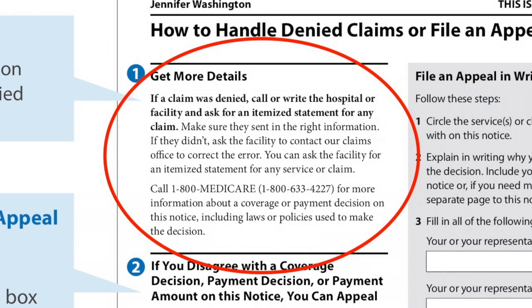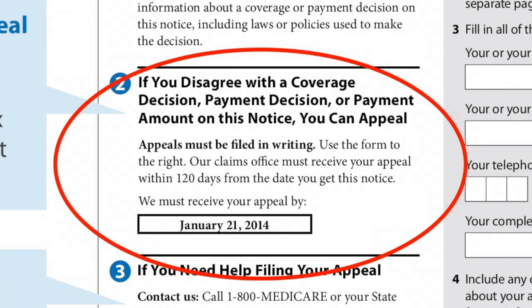We begin at the top where you receive instructions on what to do if a claim was denied, how to go about getting more information if you have a potential problem. Below that is what to do if you wish to file an appeal. Medicare gives you 120 days to file an appeal. They also list when your appeal must be received.